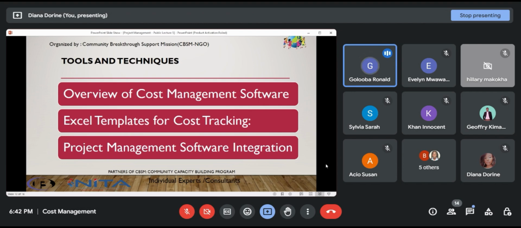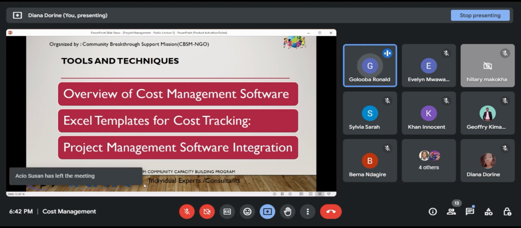Next slide, please. Yeah. So tools and techniques. We have some cost management softwares. We have QuickBooks, which is widely used. But there are also other web-based applications. Institutions that can't afford those softwares use Excel templates for costing. Some also use QuickBooks, the offline version, which is much cheaper. So these Excel templates are also used to track and manage project costs for organizations with limited resources.